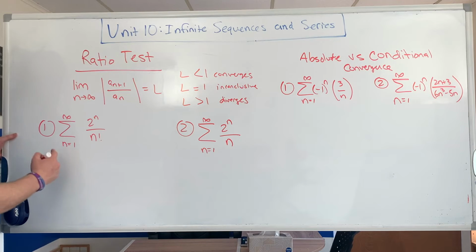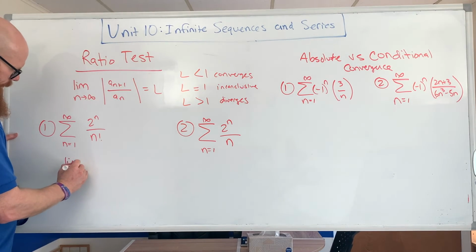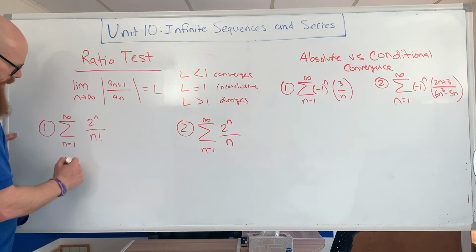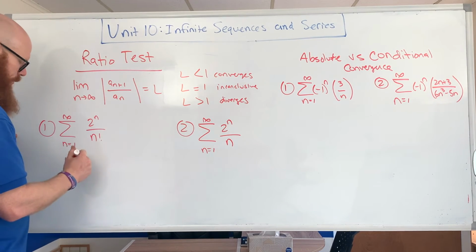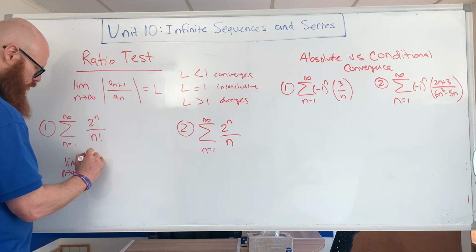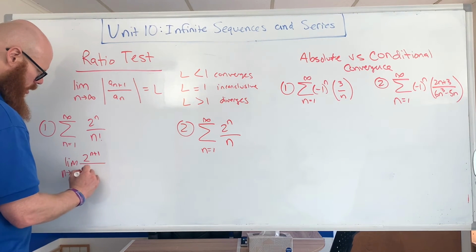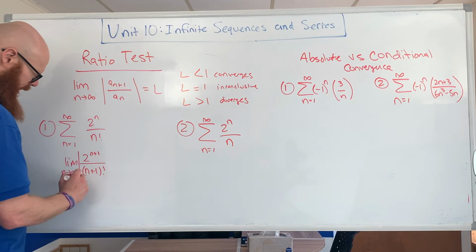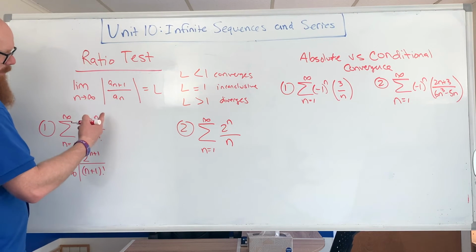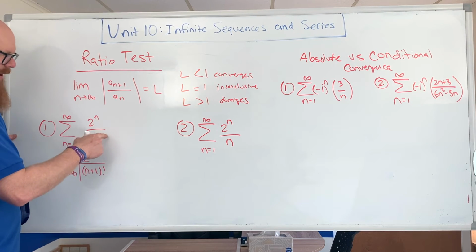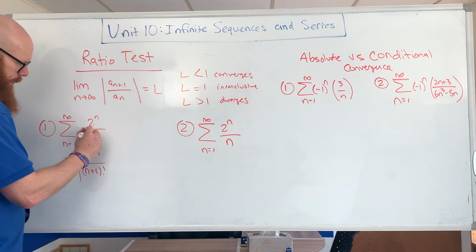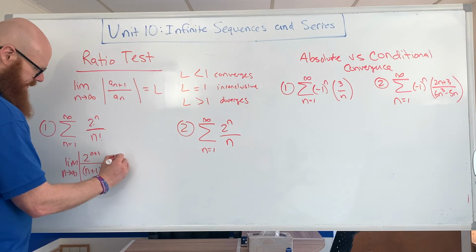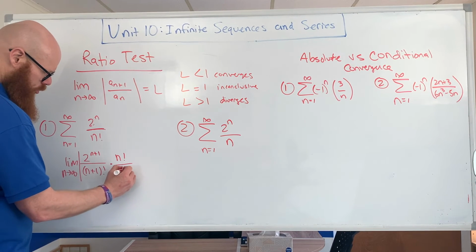So for number 1, we are going to do the limit as n goes to infinity of a sub n plus 1. That just means we replace each n with n plus 1. So we get 2 to the n plus 1 over n plus 1 factorial. That's the absolute value. And what happens is I'm going to divide by a sub n. But that's just multiplying. Most of the time it's going to be a fraction. So it's multiplying by the reciprocal. So that's n factorial over 2 to the n.